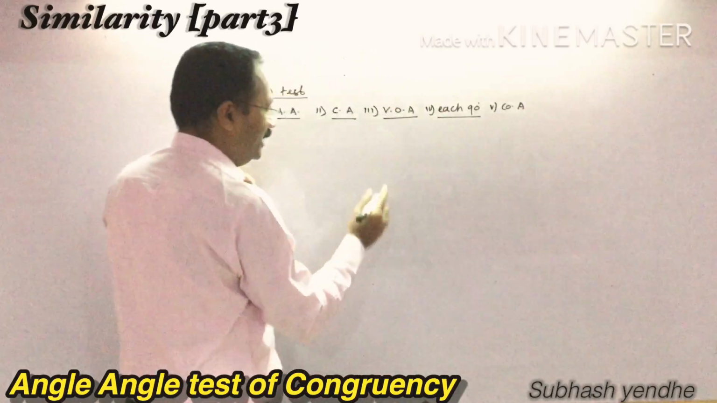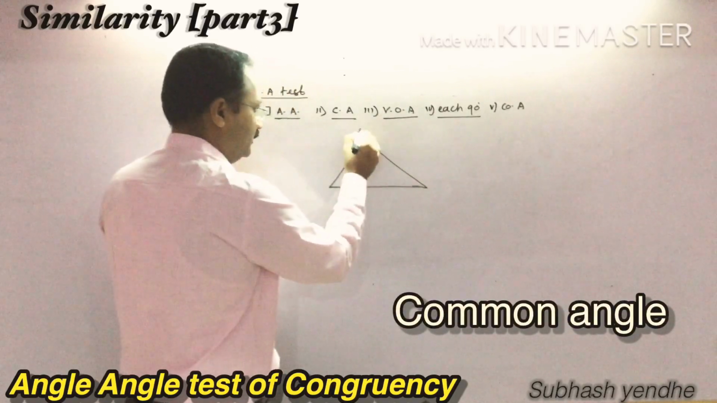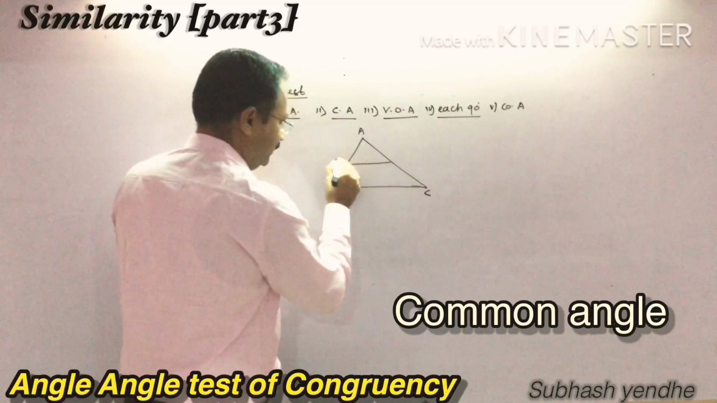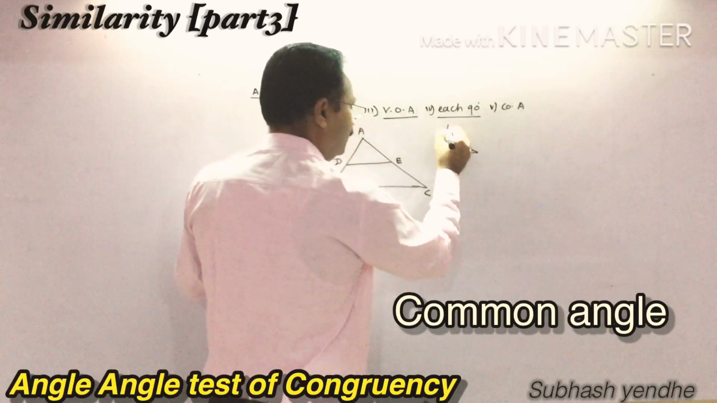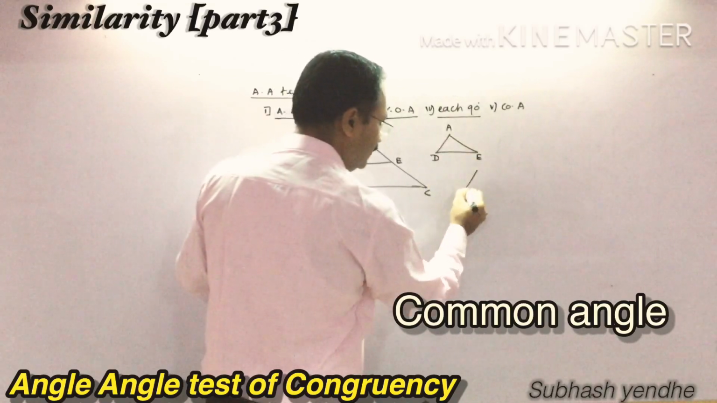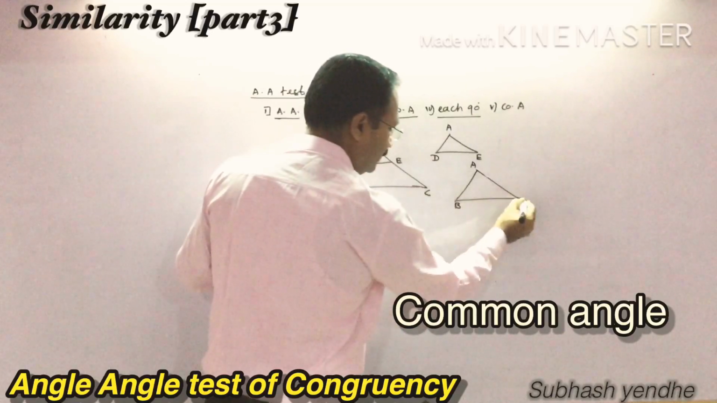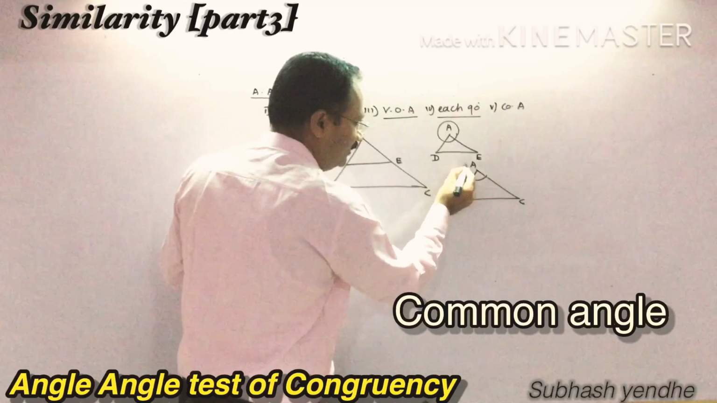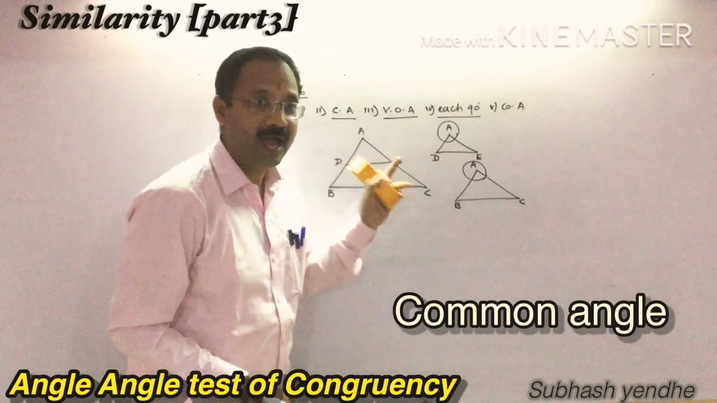But what about the common angle? See in this figure. This is ABC and there is DE. If you split these two figures, you will get two triangles. One is ADE and another one is ABC. In these two, see that the letter A is in both, and that is called a common angle.